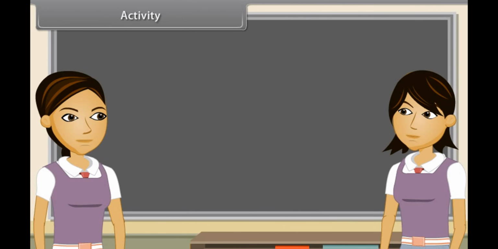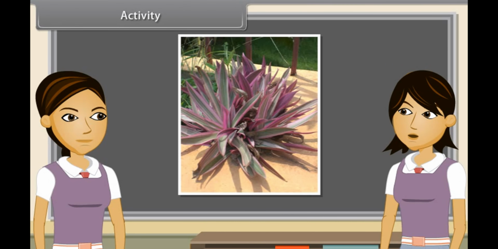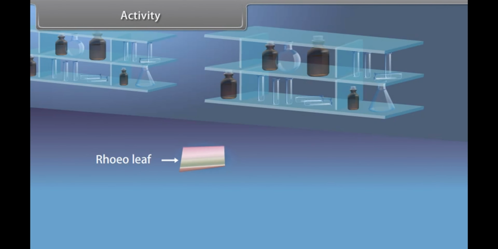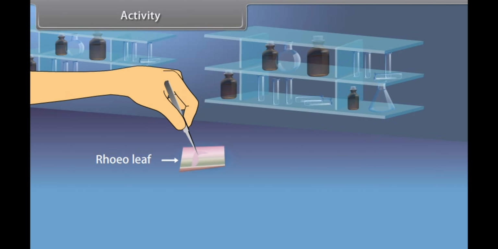Activity. With the help of another activity, we can find out various layers of cells in a leaf. Ankita, take a leaf of Rhoeo. Yes, I have taken a leaf of Rhoeo. What should I do next? Then, stretch and break it by applying a little pressure on it. When you stretch it, some peel or skin projects out from the cut.